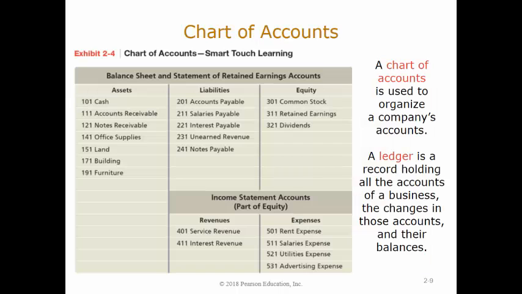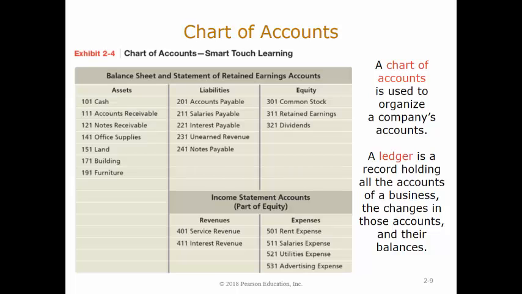Exhibit 2.4 shows the chart of accounts for Smart Touch Learning. A chart of accounts is used to organize a company's accounts. A chart of accounts lists all company accounts along with the account numbers. Account numbers are just shorthand versions of the account names. Each account has an individual account number, similar to how Social Security numbers are unique to each of us. The chart of accounts varies from business to business, though most account names are common to all companies.